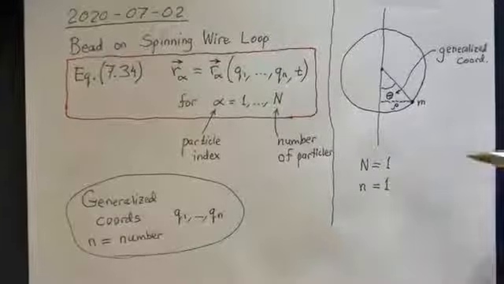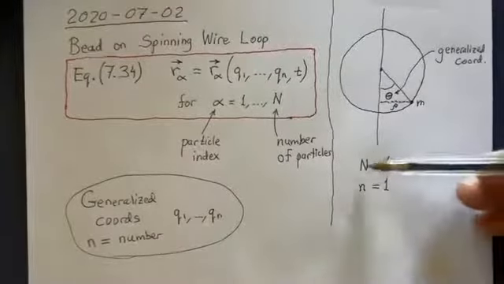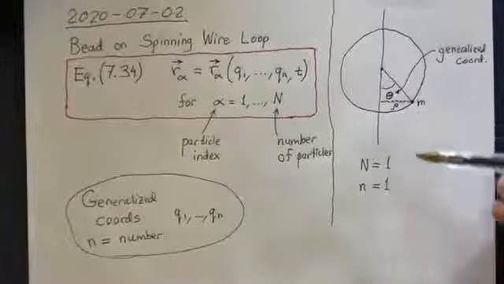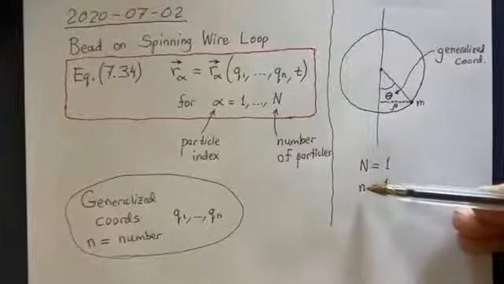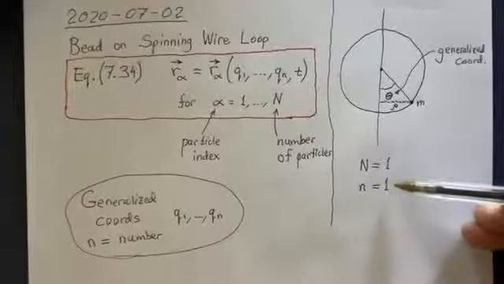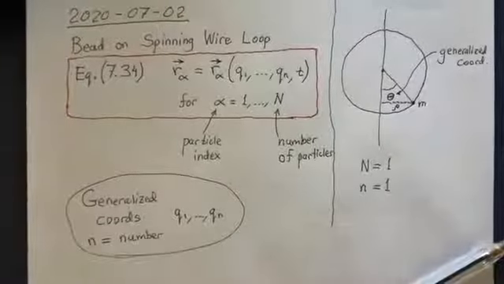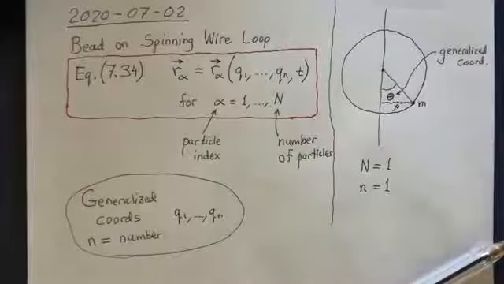Okay, so it turns out for this problem, capital N is one, we have one particle, capital N is the number of particles, and for this problem, the number of generalized coordinates is one. Okay, so it happens that they're both equal. Now let's think back. Have we seen an example recently where these two numbers were different? And the answer is yes.